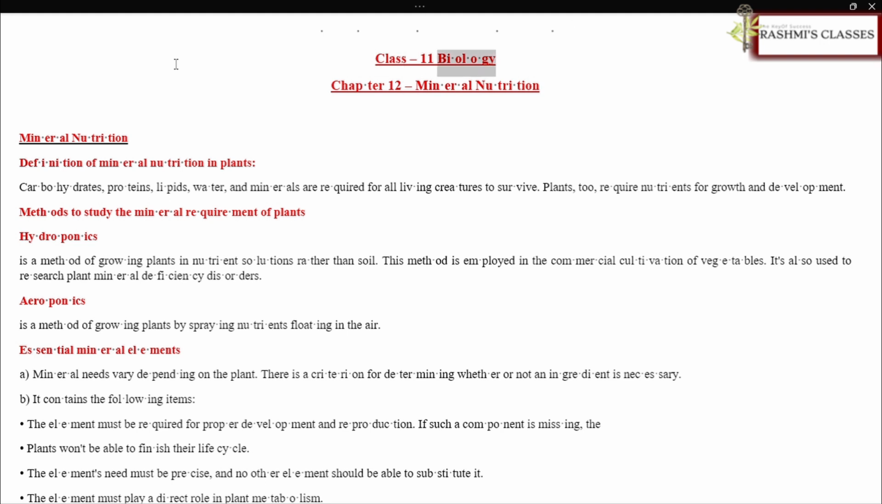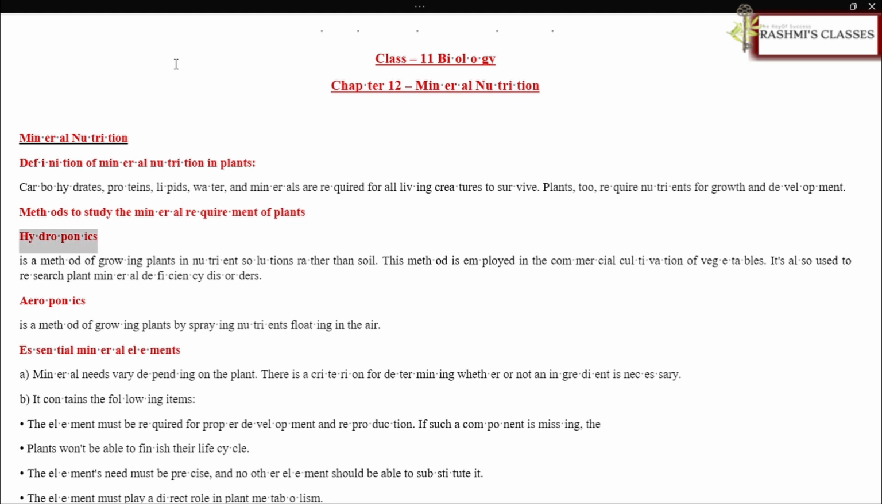Class 11 Biology. Chapter 12: Mineral Nutrition. Definition of mineral nutrition in plants. Carbohydrates, proteins, lipids, water, and minerals are required for all living creatures to survive. Plants, too, require nutrients for growth and development. Methods to study the mineral requirement of plants.